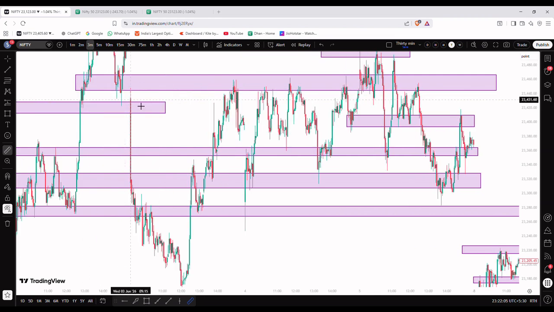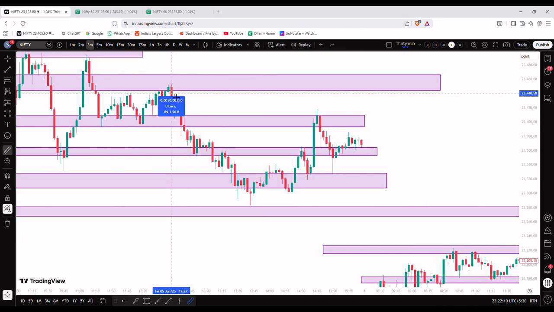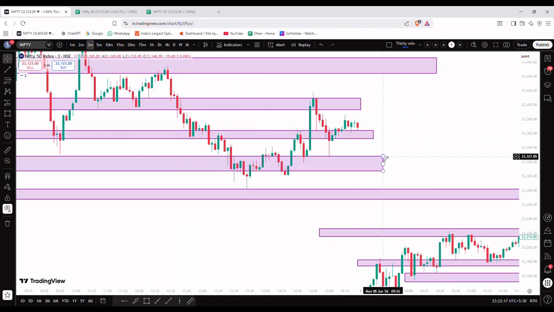See here, in the past also it has taken rejection. So you could have taken a trade here. Easily you could have made about 90 points in this move. After that there was no trade.